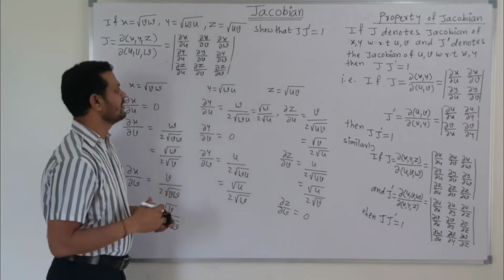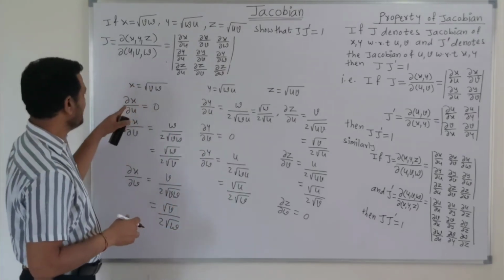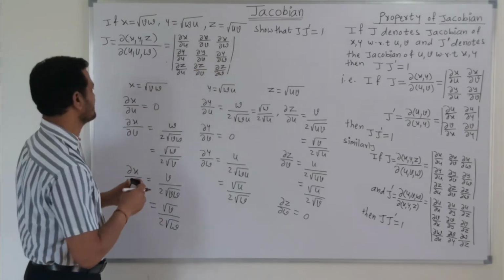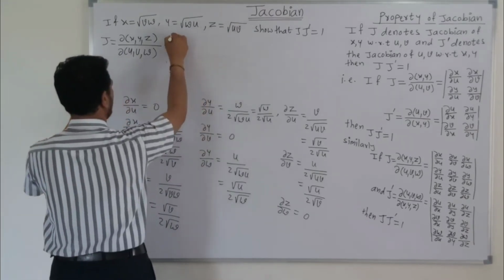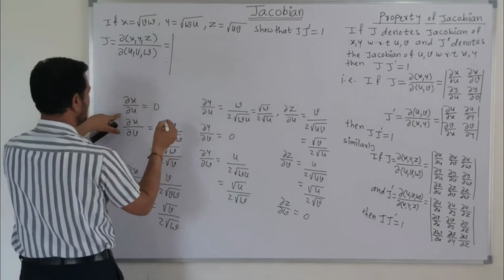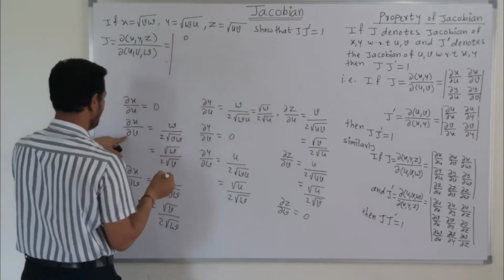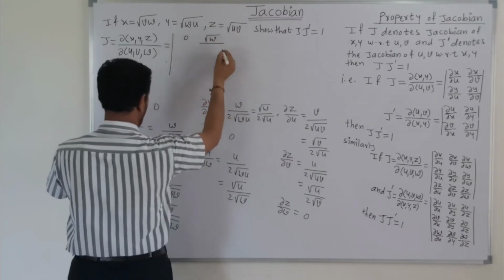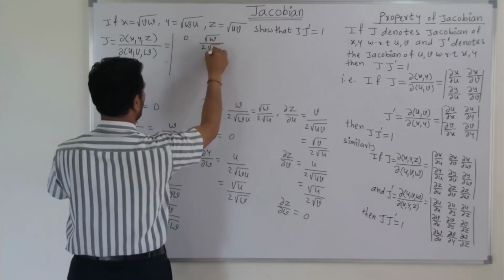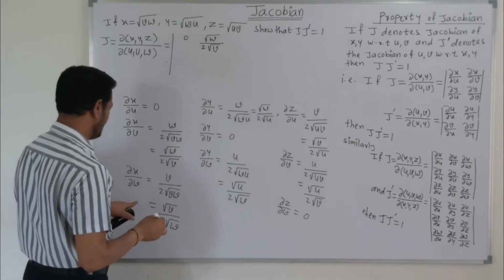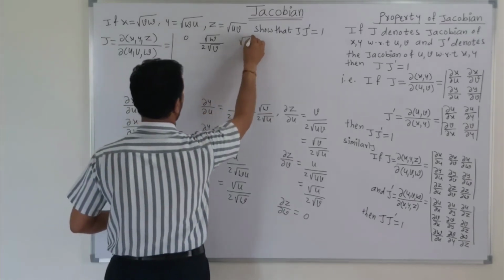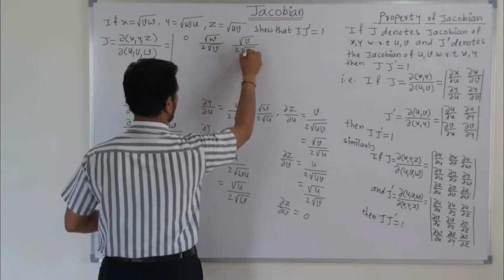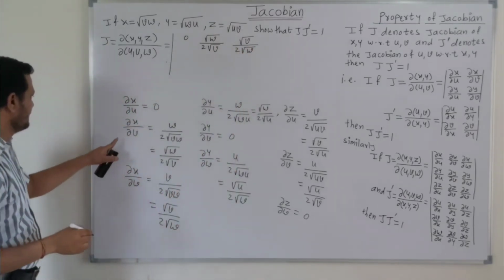Now friends, after getting all these partial derivatives of x, y, z with respect to u, v, w, put all these values in this equation. Simplify this, then we get this derivative. The derivative of u with respect to x is, this is 0, then this term is root of w upon 2 root of v, and then this term is root of v divided by 2 root of w.